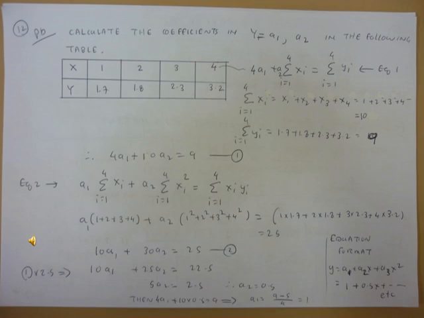Then we substitute a2 equal to 0.5 in this equation: 4a1 plus 10 multiplied by 0.5 equals 9. So finally a1 equals 1. So the equation can be written as y equals a1 plus a2 h, in this case 1 plus 0.5h. So this is the way that, from the table, we can utilize the least square method to determine the appropriate equation representing the values of x and y in the given table.